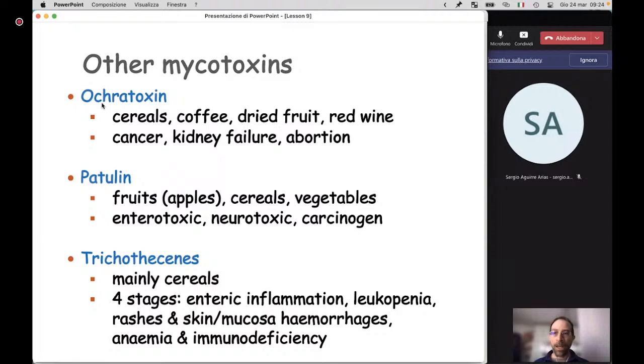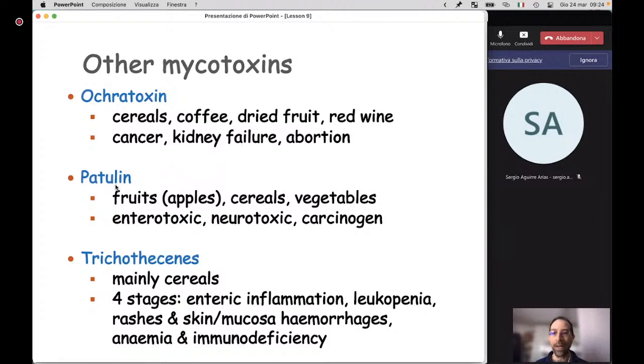Other ochratoxin, we have seen that the main host for those fungi that produce toxins are cereals. So great care should be put into assuring that cereals are correctly stored, since it's mainly incorrect storage that can produce fungi infestation and thus toxin production. Okay, we have seen that ochratoxin can cause cancer, kidney failure, and abortion.